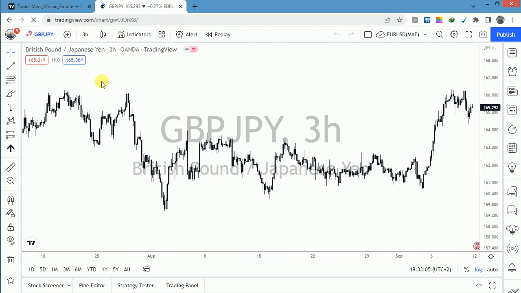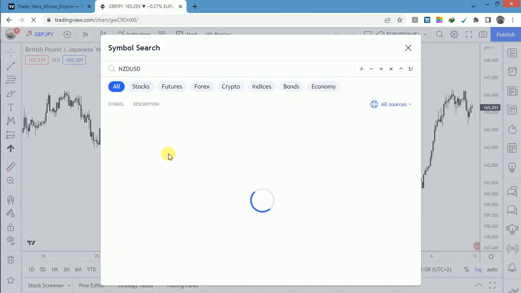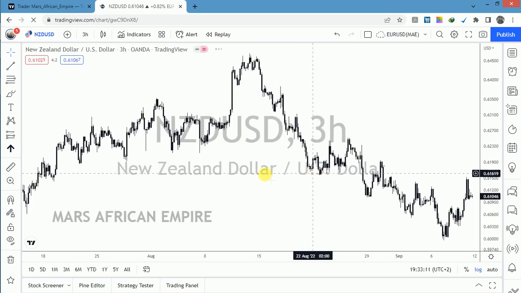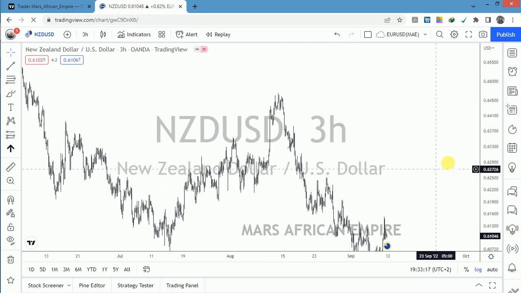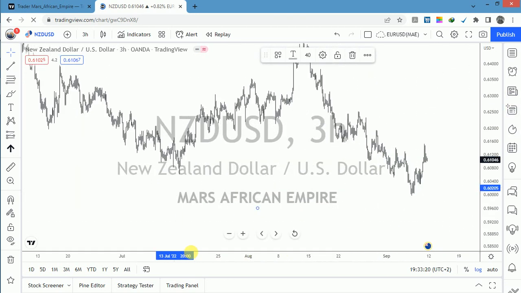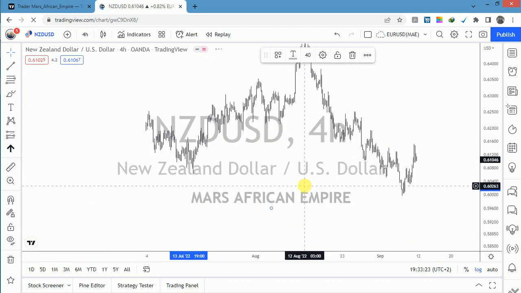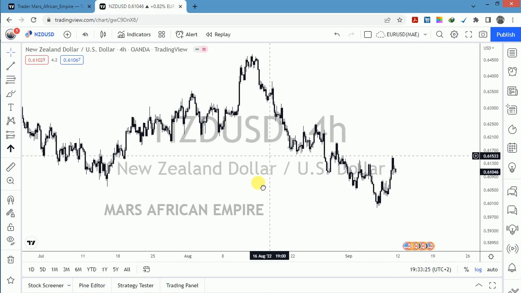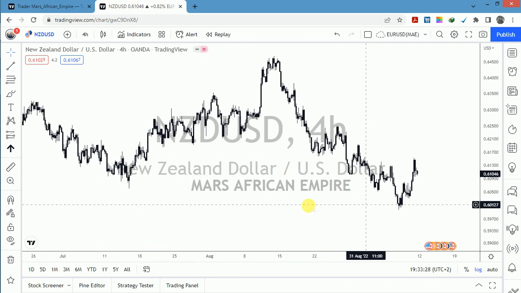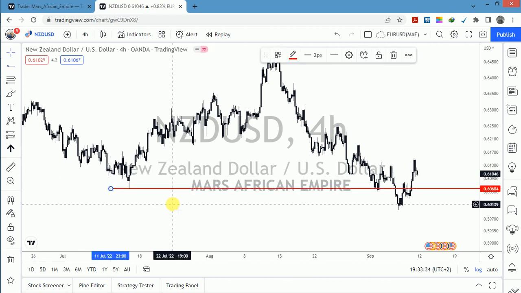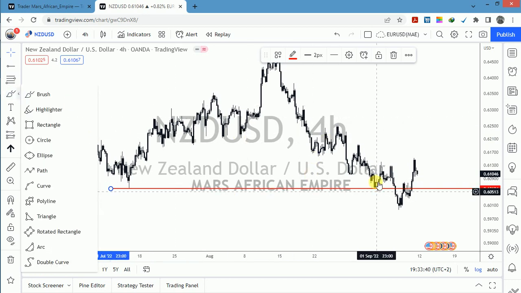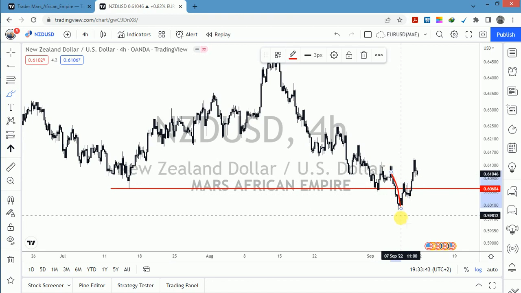So I think we should start with NZDUSD. Let's start with NZDUSD. So from what I see here, let's start with a 4-hour time frame. As you can see, there was that demand zone that price had to break. Price broke that demand zone and then also went back.